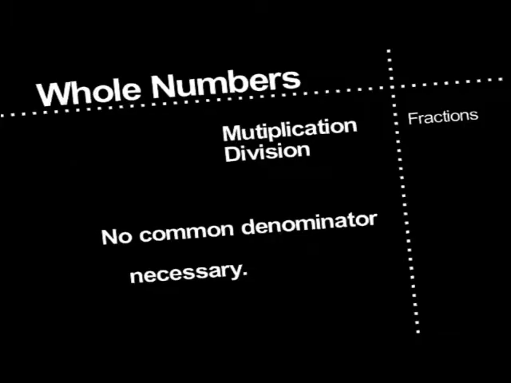Now we can talk about multiplication and division of fractions. As I said earlier, you do not need a common denominator for multiplying fractions. Example. If I had 1/2 times 1/3, all you need to do is multiply the top numbers, the numerators, separately from multiplying the denominators. So you get 1 when you multiply the tops, and you get 6 when you multiply the bottoms. It's that easy.